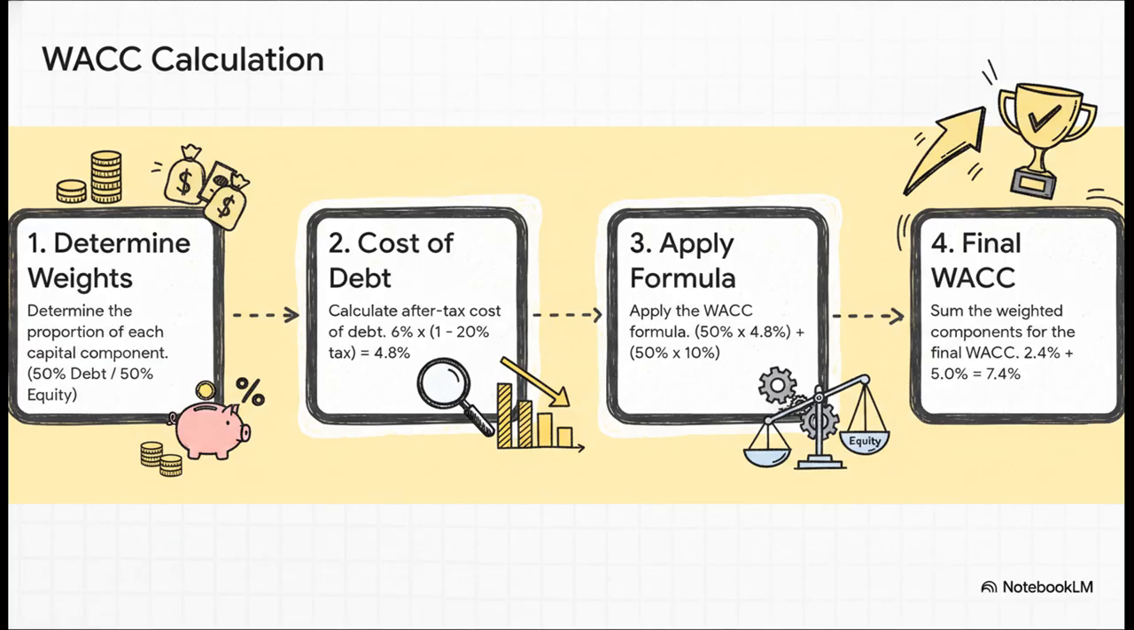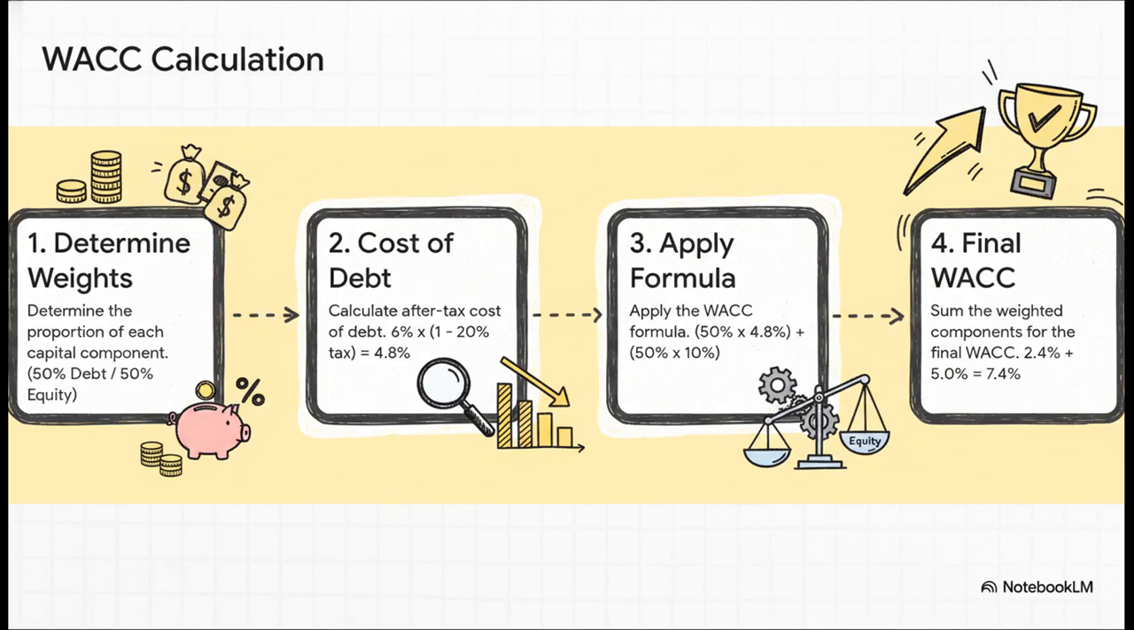Step 1, we figure out the weights. Here, the company has 50 grand in debt and 50 grand in equity, so it's a simple 50-50 split. Step 2, we get our after-tax cost of debt. We have a 6% interest rate and a 20% tax rate, so that gives us an effective cost of 4.8%. Now for the fun part. We plug it all into the WACC formula.